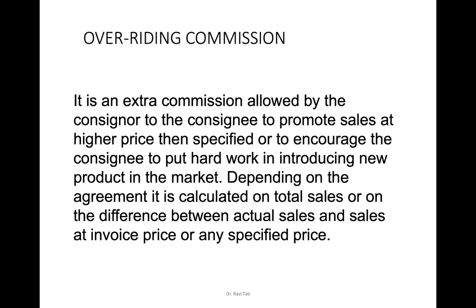Overriding commission. What is overriding commission? This is an extra commission allowed by the consignor to the consignee to promote sales at a higher price than specified, to encourage the consignee to push the sales, to put hard work into introducing new products in the market, and to enhance the sales volume. An extra commission is given. This is overriding commission, okay? And it is calculated on the total sales or on the difference between actual sales and the sales at invoice price or any specified price. Generally, if the problem is silent, calculate on the total sales. If the problem is specifying any clause, according to that clause, you have to calculate the overriding commission.